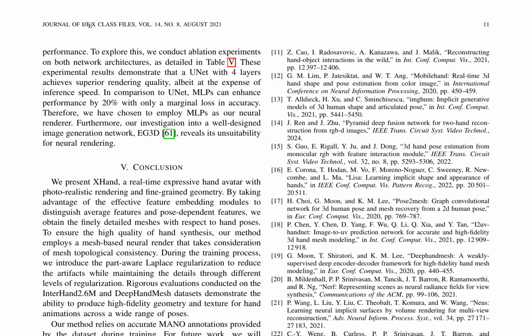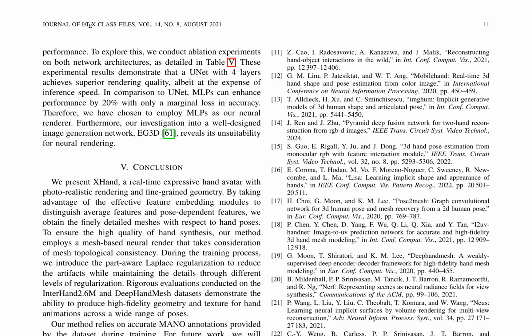Title: XHand. Real-time expressive hand avatar with photorealistic rendering and fine-grained geometry. Abstract. This paper presents XHand, a real-time expressive hand avatar with photorealistic rendering and fine-grained geometry. The proposed method leverages effective feature embedding modules to distinguish average features and pose-dependent features, resulting in finely detailed meshes with respect to hand poses.